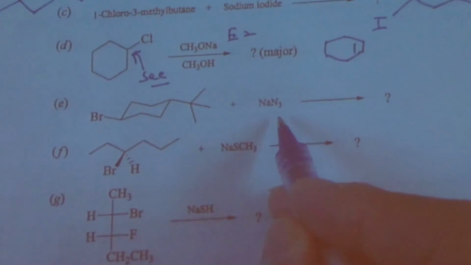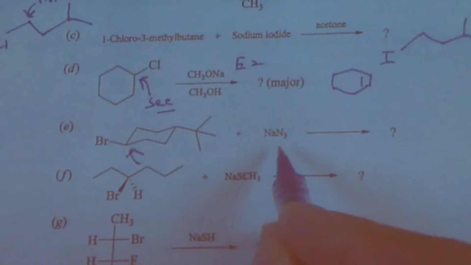This one again is an SN2 process. Sodium azide. Azide is a good nucleophile, and you have a good leaving group, Br, but it's going to attack from this side. The incoming group would be axial.